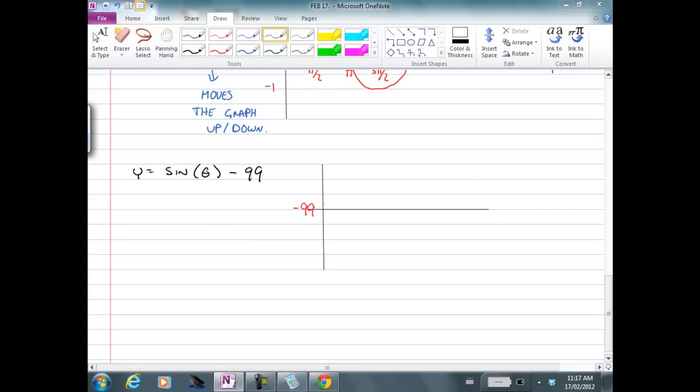So let's draw my sine graph. You go up, down, up. My amplitude has not changed. Bana, what's the highest point going to be? -98 is correct, because the highest point is 1 away, because my amplitude hasn't changed. I'll show you how to change that later.